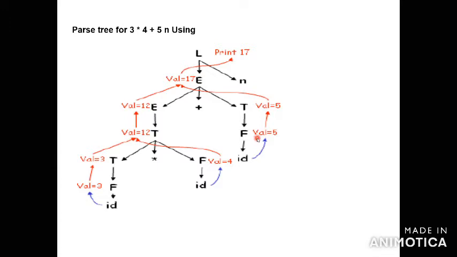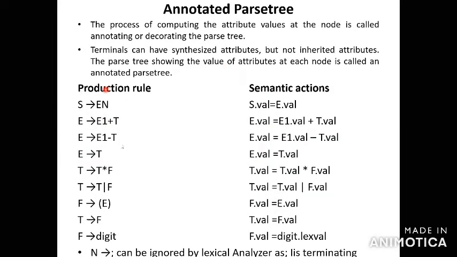In your examination, if you are asked to draw the annotated parse tree based on the given grammar, you have to write it. So how to write it? Based on the given grammar, the parse tree showing the values of the attributes at each node can be represented through parse tree construction given the production rules. E goes to E plus T. E goes to E minus T. E goes to T. T goes to T star F. T goes to T slash F. F goes to bracket of E. T goes to F. F goes to digit. So this is the production rule for the given grammar.